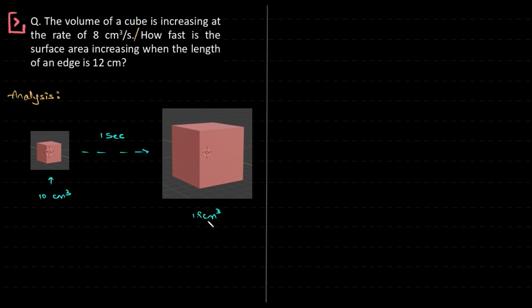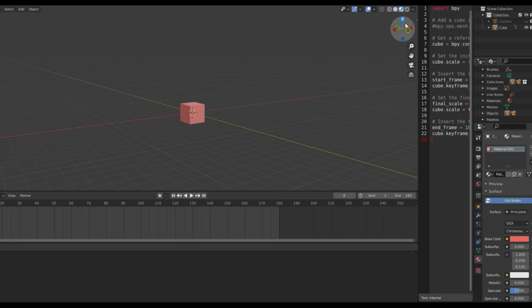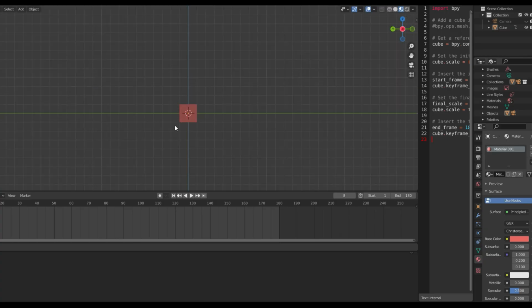Okay. So if this keeps happening, so we have the edge, those are your edges, right? When this is 12 centimeter, the question is, when this happens to be 12 centimeter, so what is the surface area? So if we go back to this and if I change the perspective, something like this.